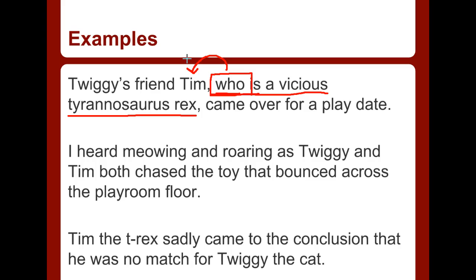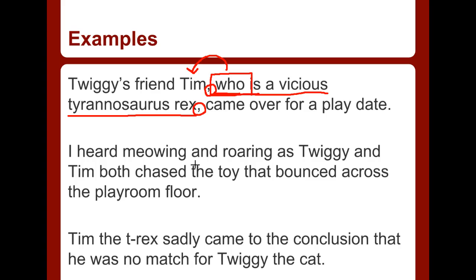Now, the other thing that we should probably point out is that this one is offset by commas. A comma and a comma. Adjective clauses come in two varieties. We have essential and non-essential adjective clauses. Non-essential adjective clauses are clauses that are not essential to understanding the meaning of the sentence. They can be completely removed and the meaning of the sentence is still clear.